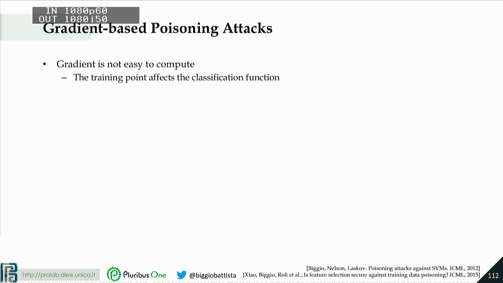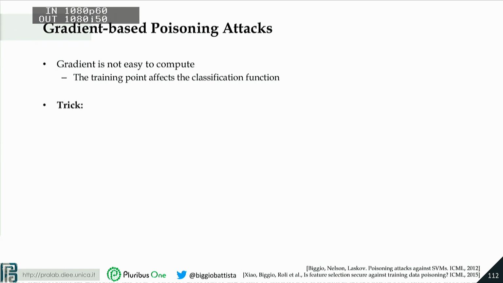But in this case, the gradient is not very easy to compute, and you can understand why. When you want to compute the gradient of the loss with respect to the attack point, you have to update the classifier. So this gradient has to take into account that the classifier changes. Whereas in the evasion case, it was different. The classifier was fixed. We're not changing the decision function.